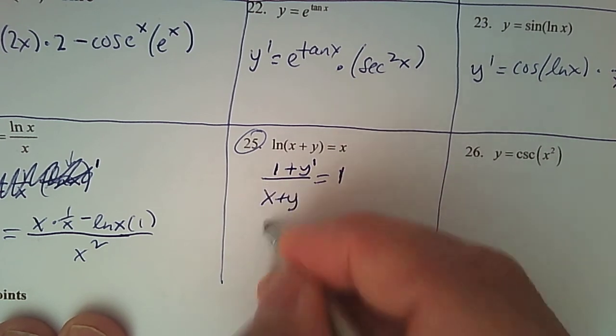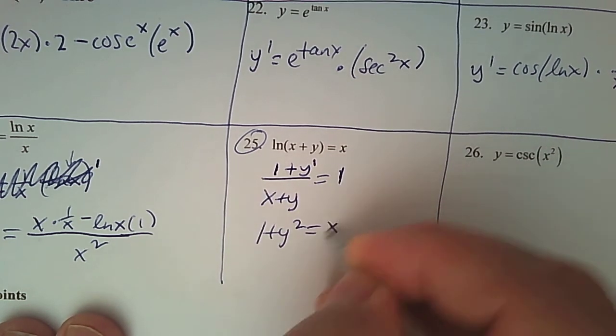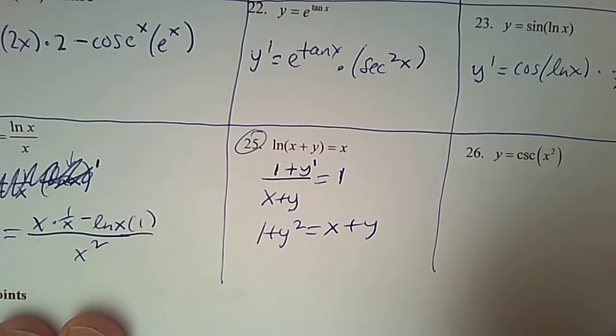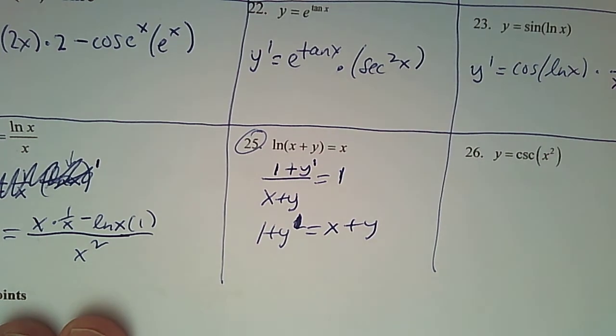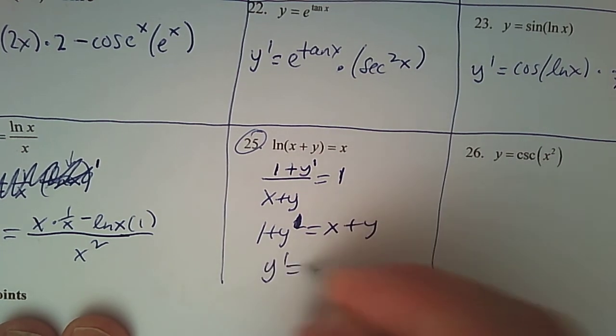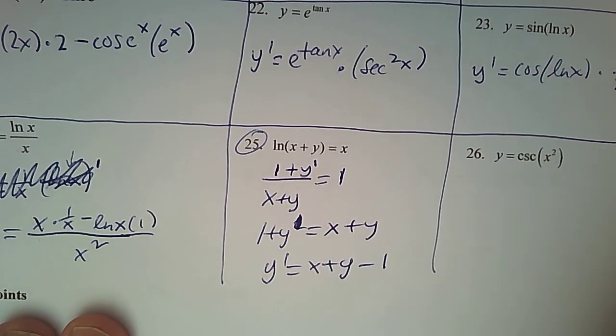We are going to multiply both sides by x plus y. So x plus y times 1 is x plus y. And then, oh, that's a y prime. And then to get y prime by itself, you just subtract. So it's x plus y subtract 1.